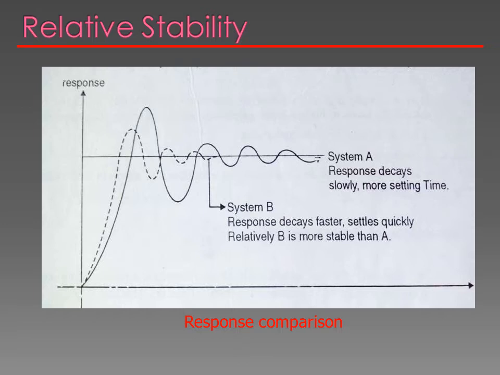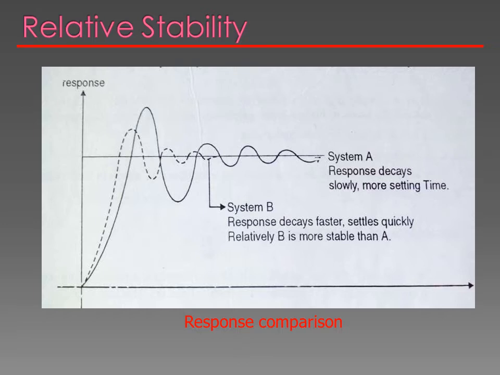See here, two systems are given, system A and system B. Now you will understand easily from this example. In system A, response decays slowly and its settling time is more. You can see from the diagram, the response is slow and settling time, that is the time to reach the response towards 0, is more. And for system B, the response decays faster and it settles quickly.